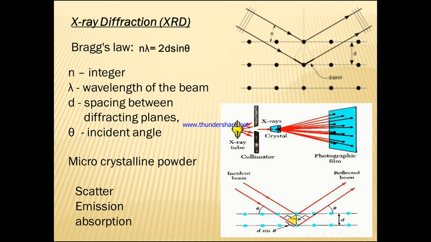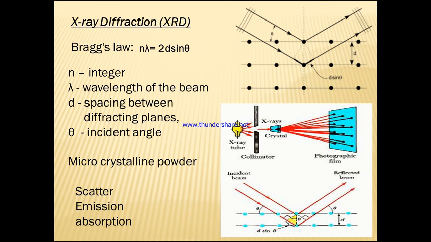By using Bragg's law we can find the crystalline material, and which crystalline material it is can be analyzed using this Bragg's law here. So this is what we have with respect to X-ray diffraction. How exactly it works, I will explain once again.